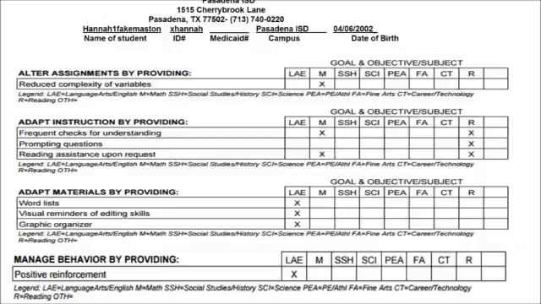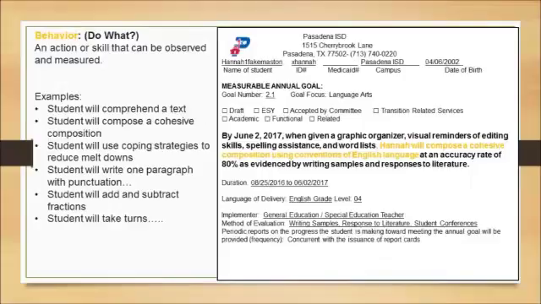Here is an example of an accommodation page. There is a legend on the bottom that tells you what subject area the student needs the accommodation for. Behavior, do what? Is an action or a skill that can be observed and measured. For this example, Hannah will compose a cohesive composition using conventions of English language.